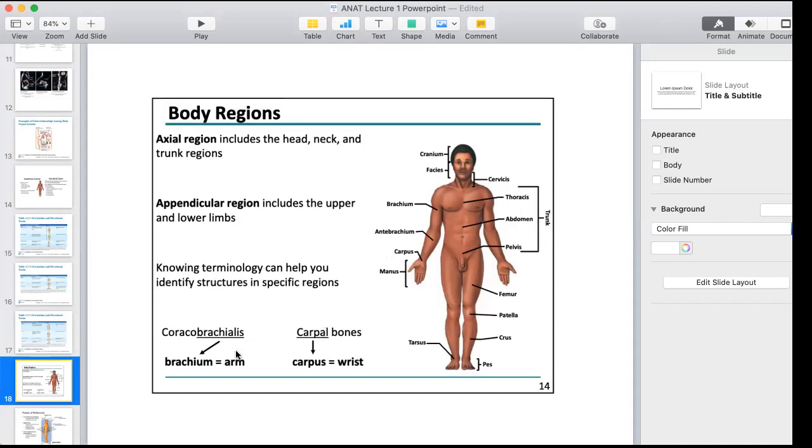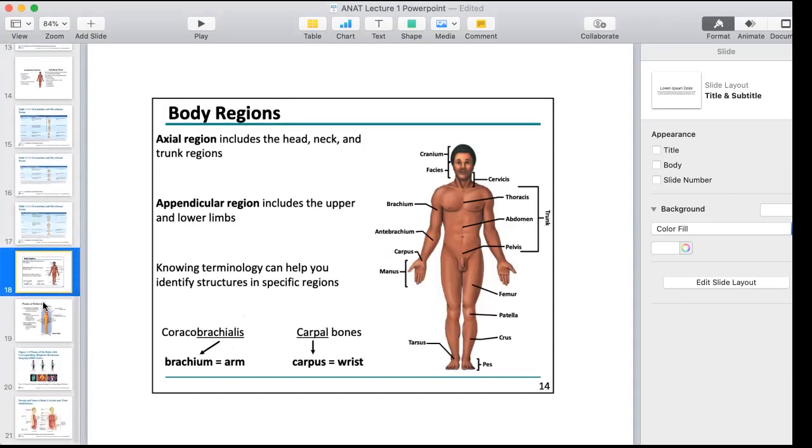And also, as we go through this class, you'll start to see common terminology. So whenever you see something like carpal, it's going to refer to wrist. Whenever you see something like brachialis or brachium, it's going to refer to arm. So these are things we'll talk about more as we get through class, and this is why lab is going to be so important for us.